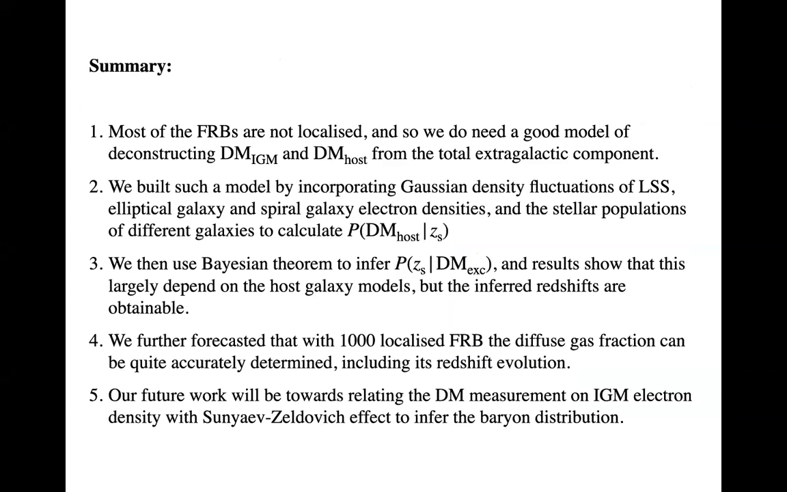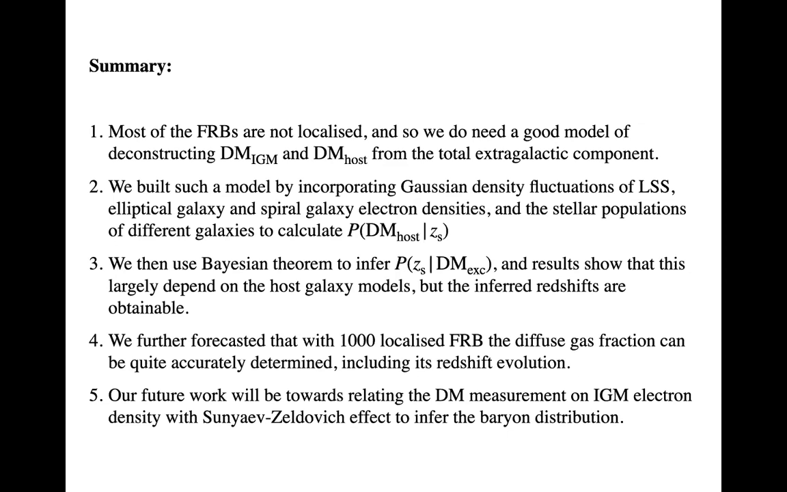Summary: most of the FRBs are not localized, and we do need a good model for deconstructing DM_IGM and DM_host from the total extragalactic component. We build such a model by incorporating the Gaussian density function of large-scale structure, elliptical galaxy and spiral galaxy electron densities, and stellar populations of different galaxies to calculate P(DM_host). This is the most nasty part, but we have done so. So if we have any ancillary information on the host galaxy, we can plug that information into this model, and therefore we should be able to give a more precise computation of this term.